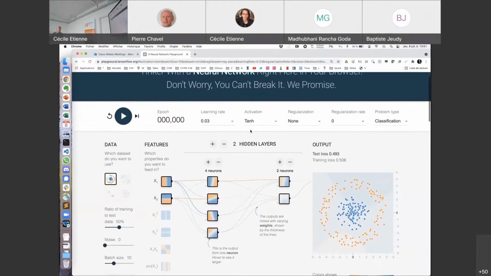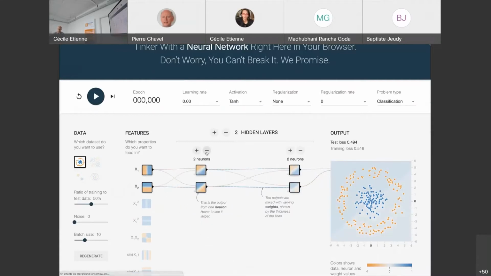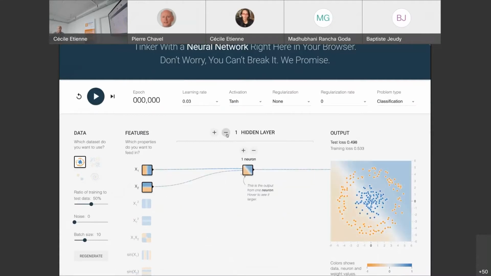So now you should see, this is a website which is called TensorFlow Playground. And what you see here is a neural network, okay? What will we do? I will create a custom neural network. And the first thing we'll do is we'll look at the data.